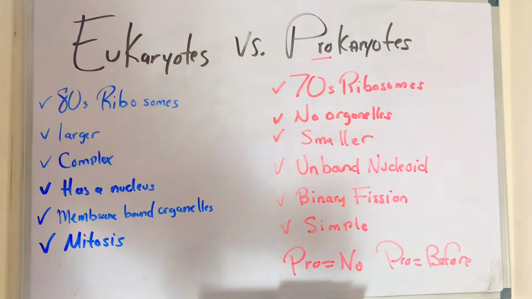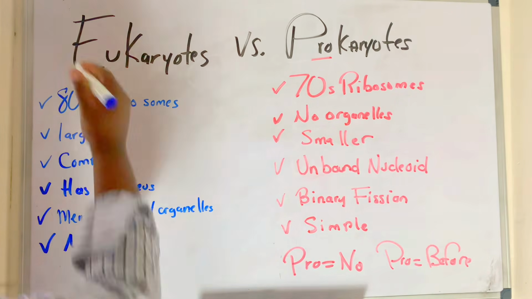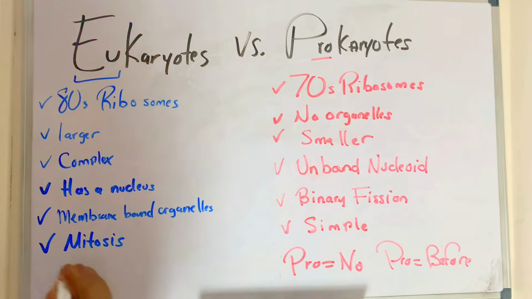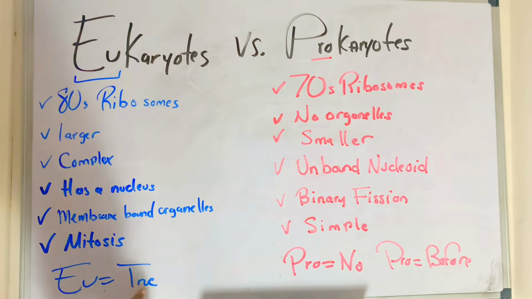That's what it technically means. So before nucleus, that's what it stands for. And then eukaryote. Can't find the blue. There's the blue one. The EU means true. So I'll write that here. So that means true nucleus.